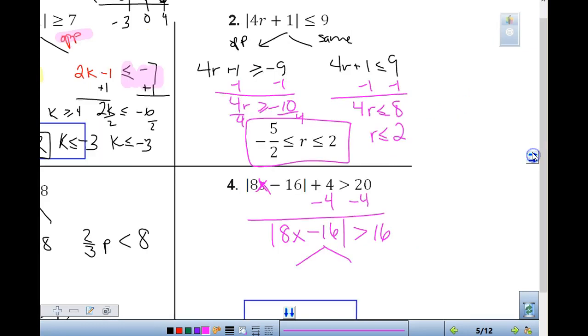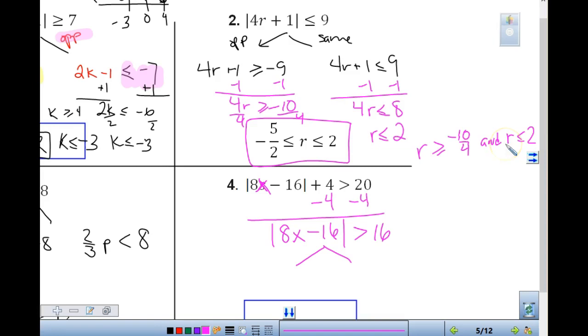What if you left your answer for number 2 as r is greater or equal to negative 10/4 and r is less or equal to 2? Would I take that answer? Yes, it's the same answer. Oh, you didn't simplify. I probably am not going to take off points for simplifying, because they were telling me that on the AP exams they don't mark that off either. If you simplified it to negative 5/2, perfect.